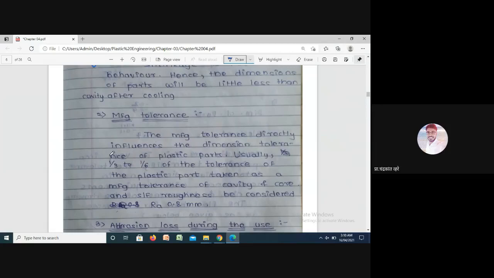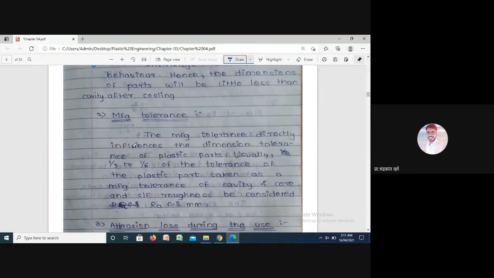So manufacturing tolerances means, usually we are taking it as one third or one sixth of the tolerances of plastic parts taken in the manufacturing tolerances. If you compare it with the metal, then you have studied the RA value, RA 1.8, 1.2, 1.3, 1.7 mm like that. Similarly here, instead of RA, we are calling it a PA value. So we can call it a roughness value, which we are taking for finishing purposes.